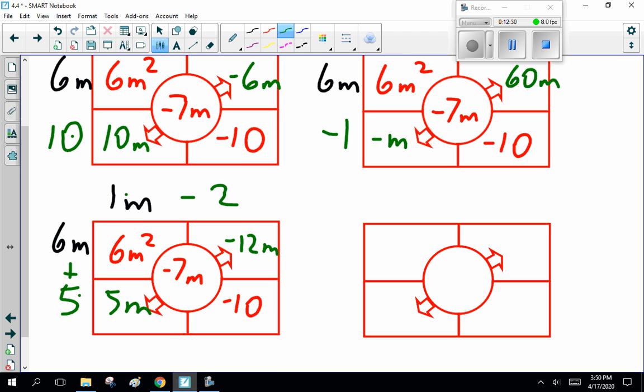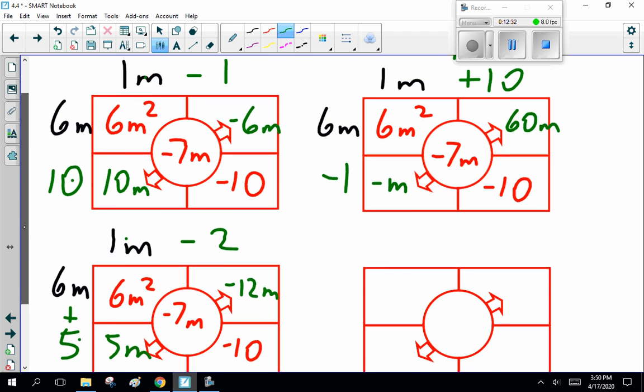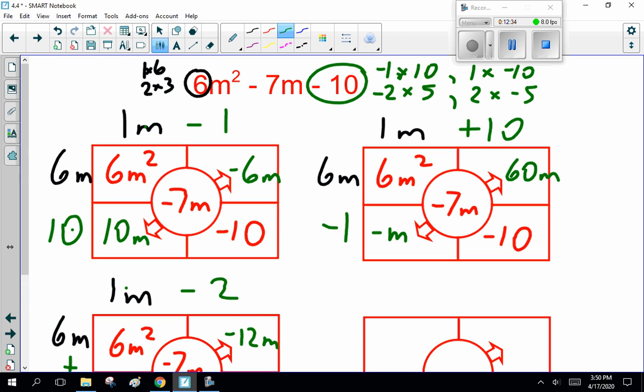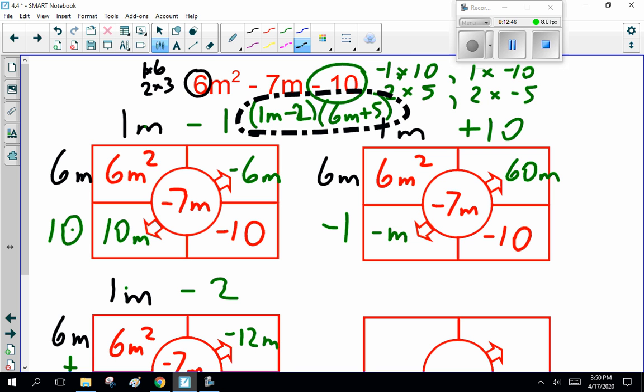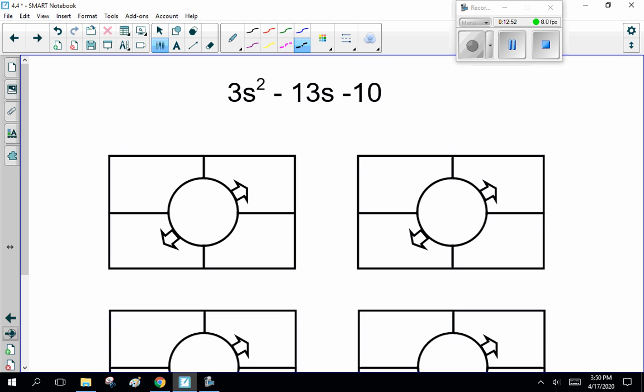That's annoying. This is 1m minus 2 times 6m plus 5. So that's my answer. It's annoying, but doable. And notice I could have kept on going because there's a lot of examples there. With some practice, you'll see, oh yeah, this isn't so bad.